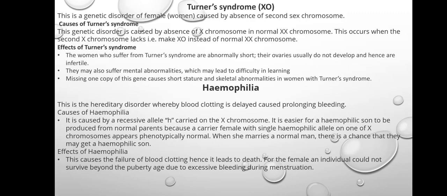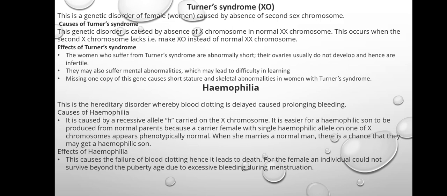Moving on, let's see Turner syndrome. This is a genetic disorder of females caused by the absence of the second sex chromosome. The disorder is caused by the absence of an X chromosome in the normal XX chromosomes, as a female should have the normal XX. The absence of one of the X chromosomes is what causes Turner syndrome. This occurs when the second X chromosome is lacking, which means it makes XO instead of XX.